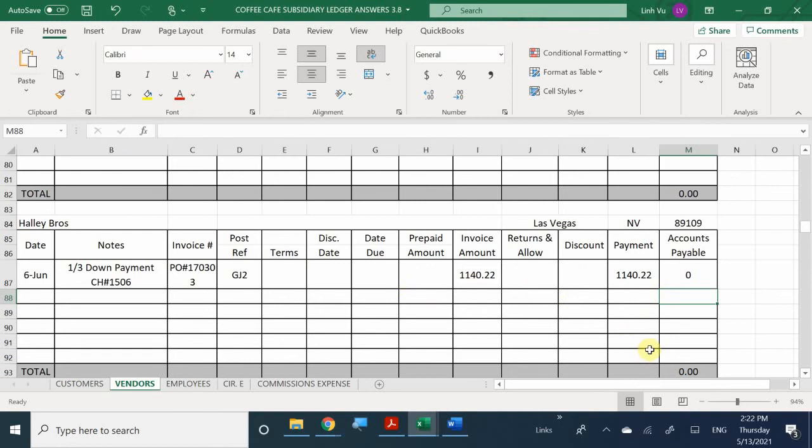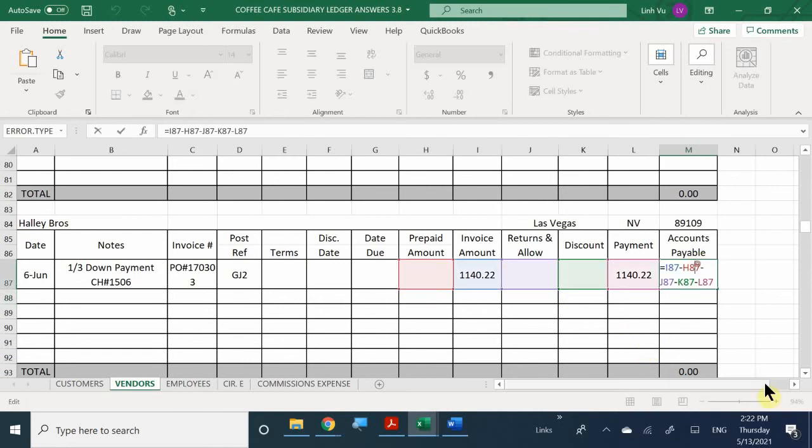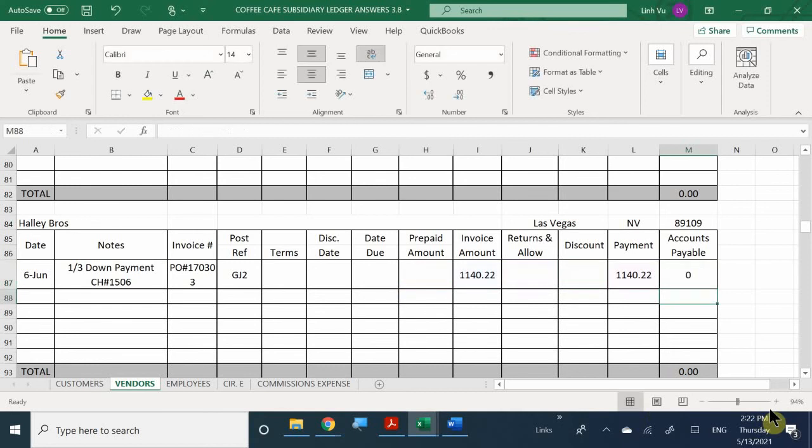The formula again was the invoice amount minus the prepaid minus returns minus discount minus payment. And this one, since we have it here already, we can drag it down to the very bottom because this formula will not change.